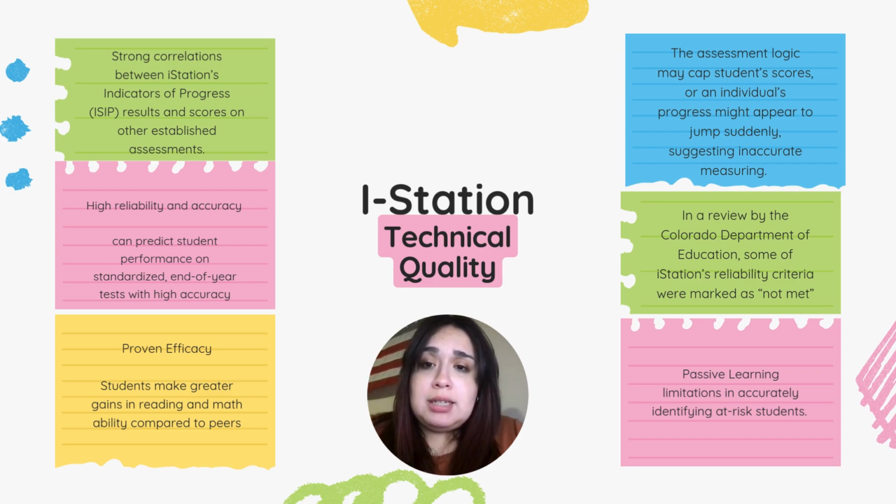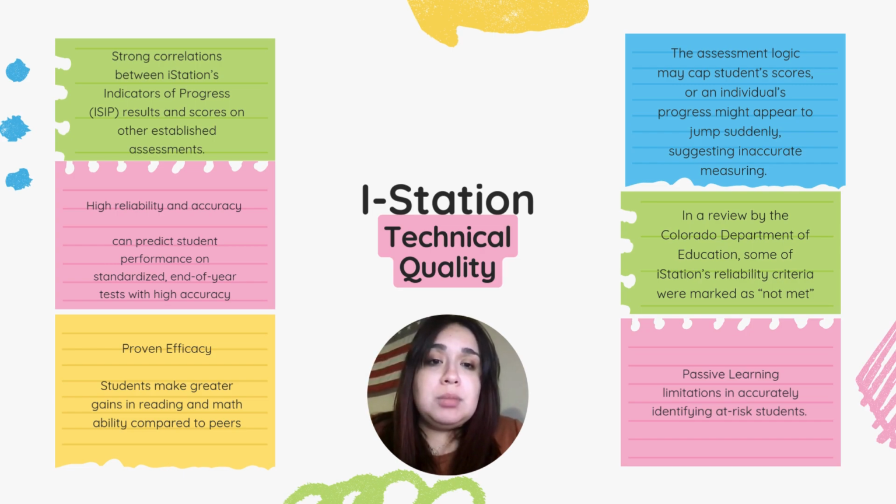A North Texas study from 2008 through 2009 provided evidence of iStation's reliability and validity in key reading areas like phonemic awareness, vocabulary, and comprehension. An NWEA MAP comparison study in 2020 confirmed ISIP's ability to align with MAP growth scores.